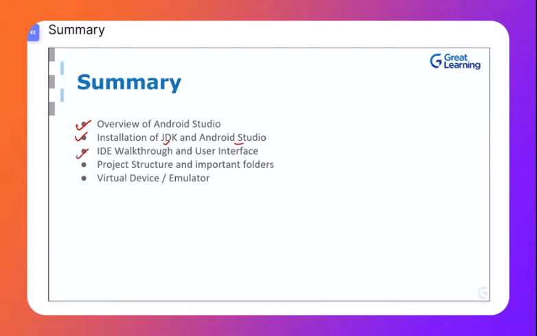Then we went on and talked about the IDE walkthrough and the user interface. We talked about the different windows, starting from the editor window, navigation bar, status bar, all of those. Then we talked about project structure and important folders in it, like the res folder, the Java folder, and the manifest folder. Then we created a virtual device in which we ran our first default application, which was Hello World. Thank you so much.